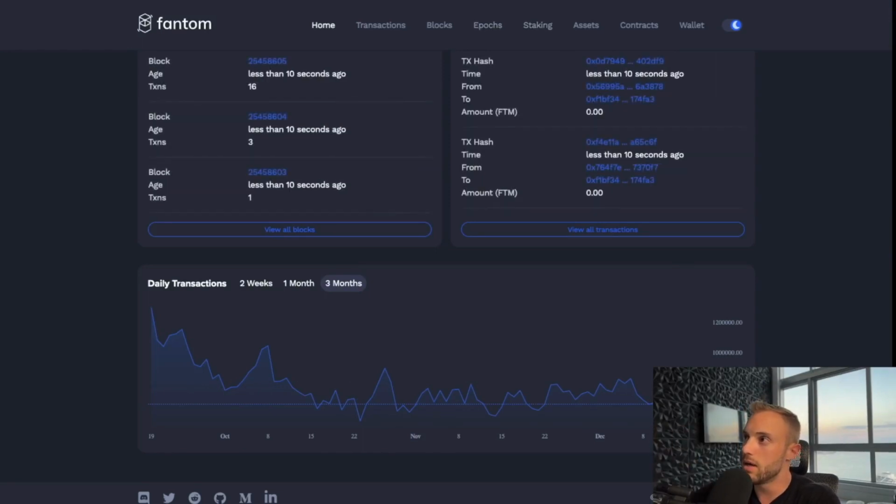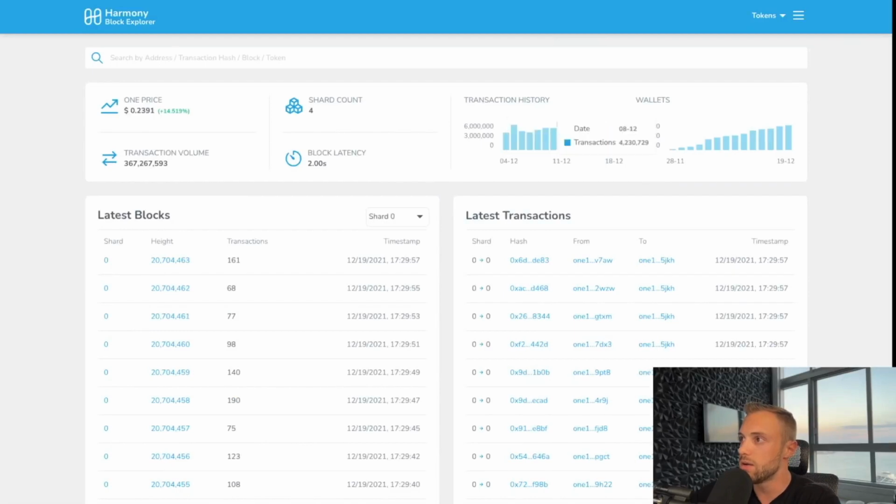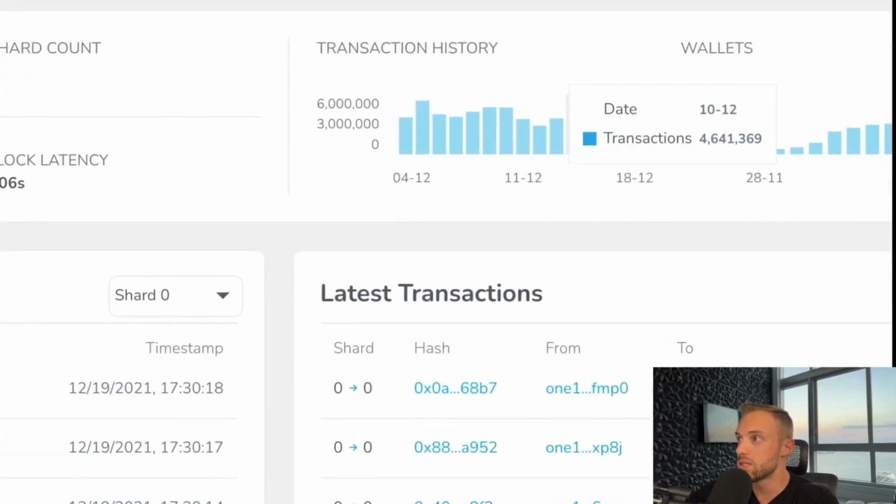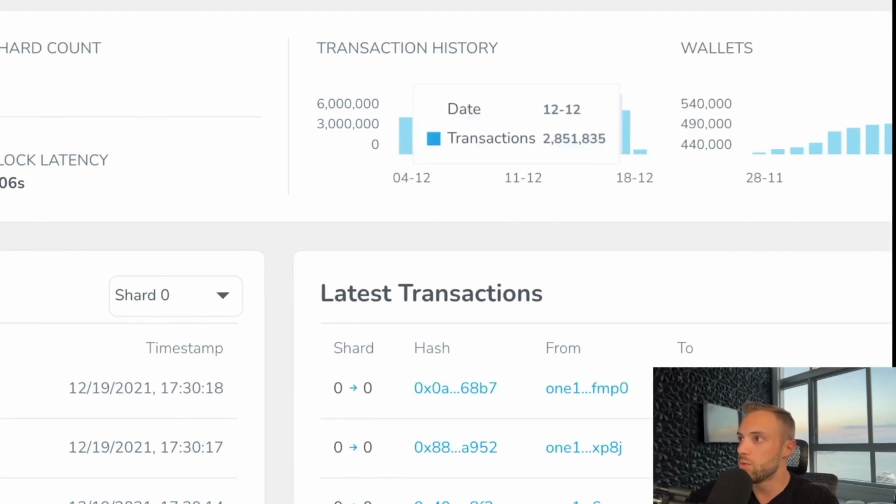With Harmony, for example, we're starting to see a ton of their transactions picking up. We were below 1 million, I don't know, 6 months ago. Then we went to 2 million a day. Now we're consistently at 3 and 4 million transactions per day. If you can see what I'm looking at here: 4.6 million transactions, 3.4, 3.4, we had one that was 2.8, and then 3.5 again.